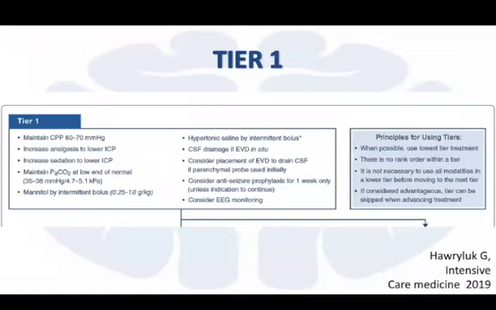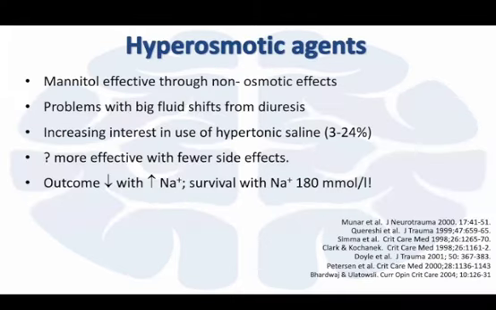Then, if despite this you still have increased ICP, you can consider to do other things. Tier 1: you can consider to increase sedation and analgesia, for example. You can consider to keep the PaCO2 slightly in the lower limit, like 35, 38. You can consider to use mannitol or hypertonic saline. You can consider different factors, and we will discuss some of them.